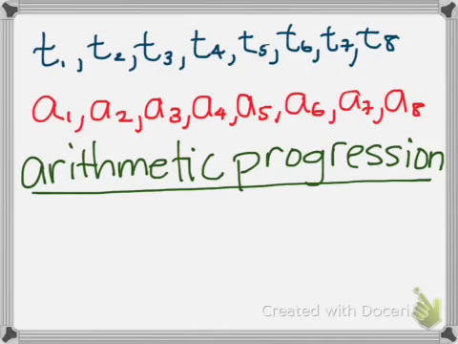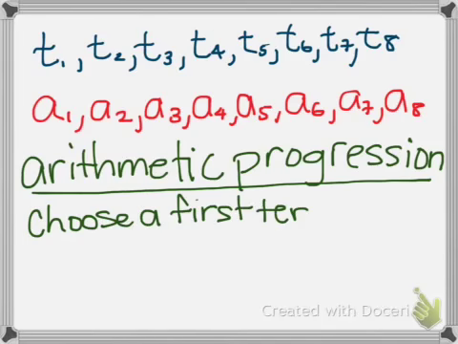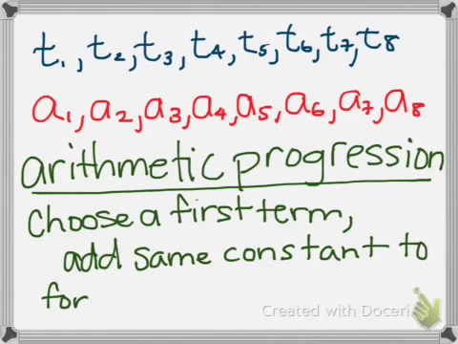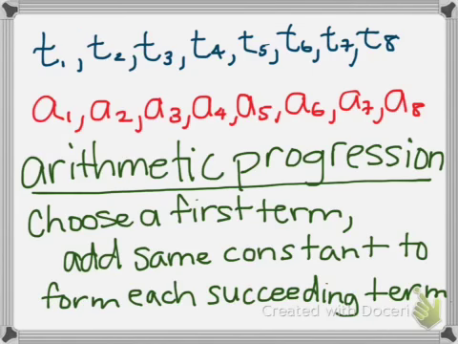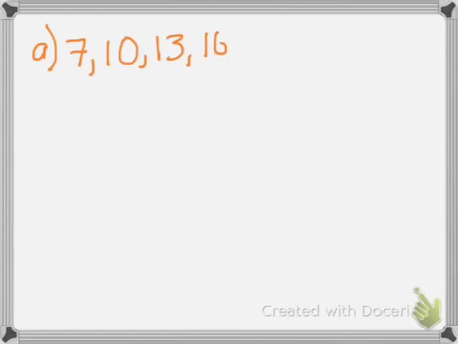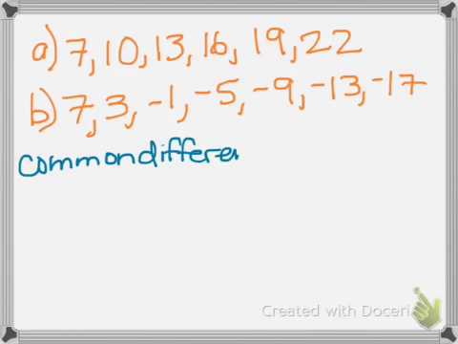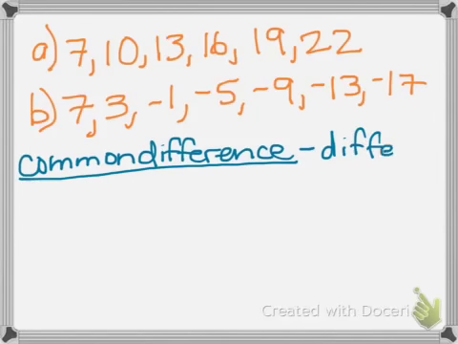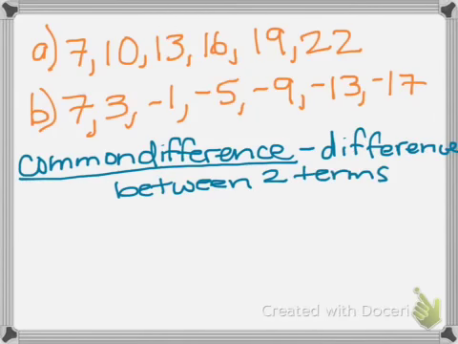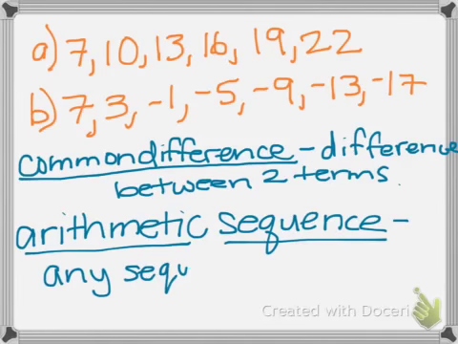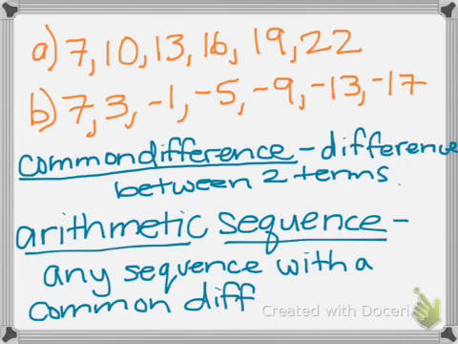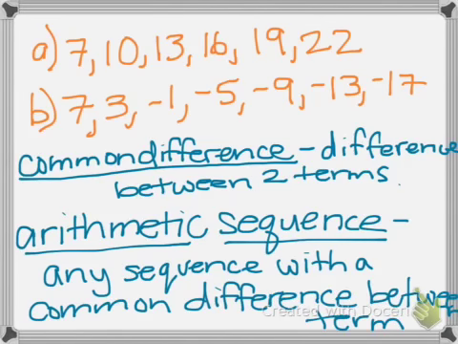Okay, now we'll talk about an arithmetic progression. You have a first term, and you add the same constant to form each succeeding term. So it's kind of like when you have a list like in a table, but written out. So this is an example. These are two examples where you have a list and you're adding the same number to each term. So the vocabulary common difference is the difference between the two terms. So an arithmetic sequence is the sequence that has a common difference between each term.